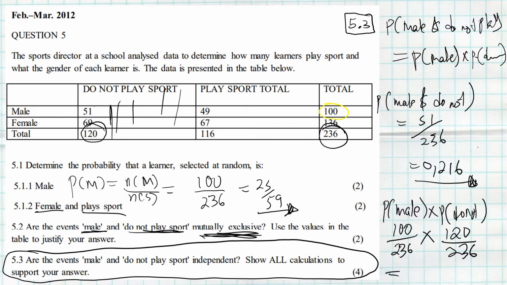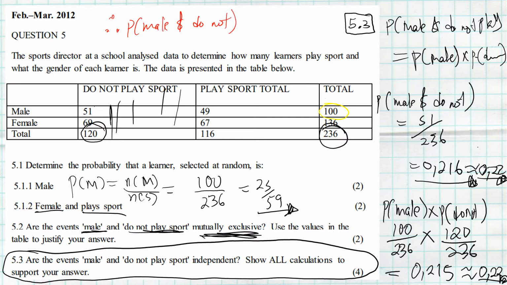Okay, so it's giving me 0.215. If we round off to 2 decimal places, it's going to be 0.22, right? Even if you round this to 2 decimal places, it's going to be 0.22. Can you see that now we can finally deduce, therefore, just look in red color, the probability of male and do not play is equal to the probability of male multiplied by the probability of do not play, right? Because both of them are equal to 0.22.